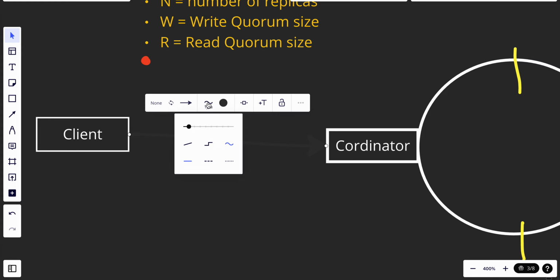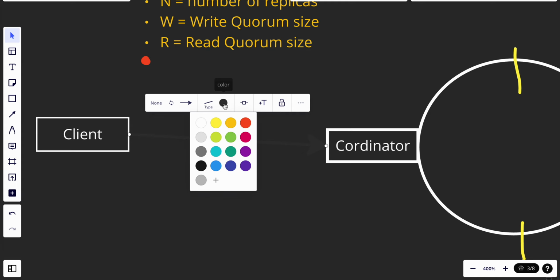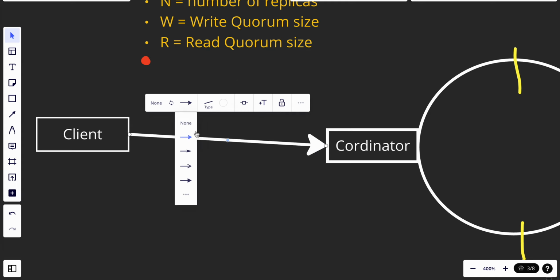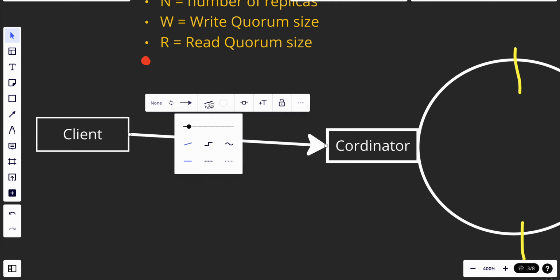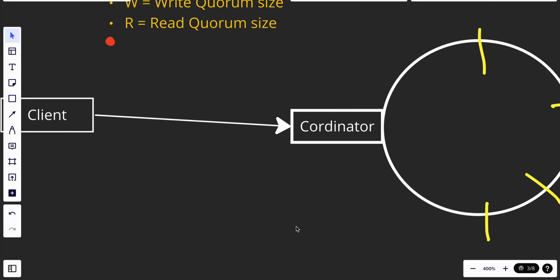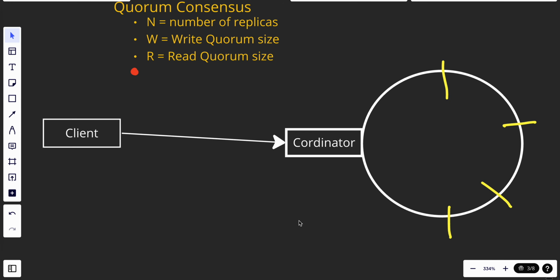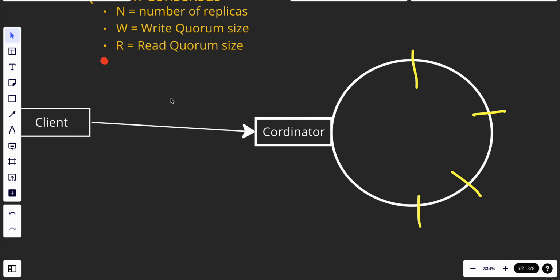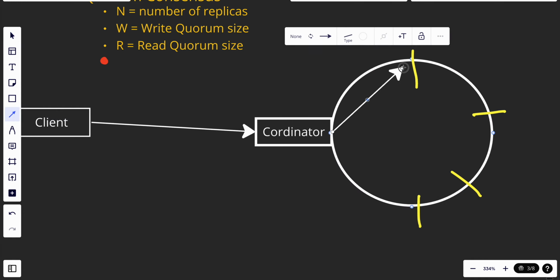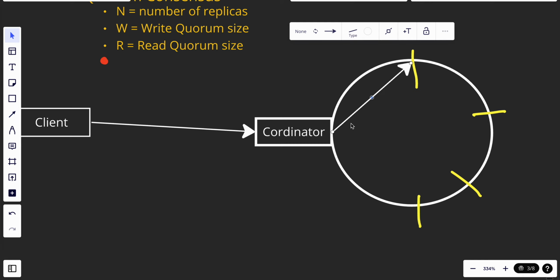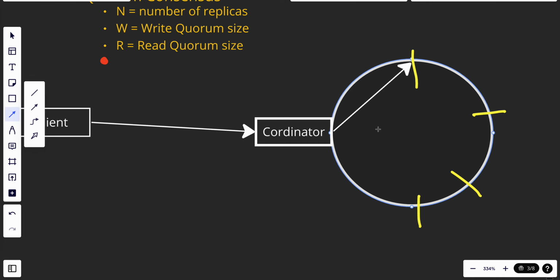First of all, I want to make it straight, and I want to make it white, and I don't want it to be so thick. Okay, so basically let's just talk about what's happening here. The coordinator will send the request to the nodes, and it will wait.